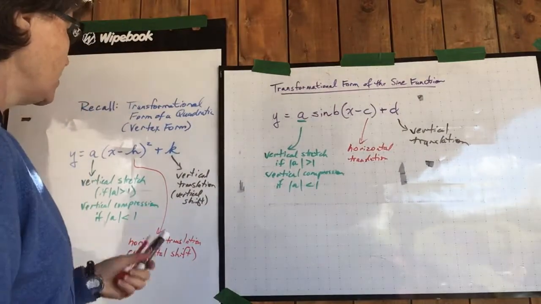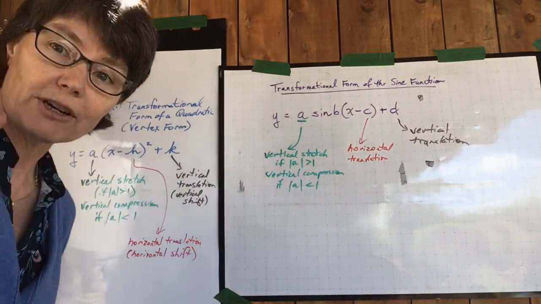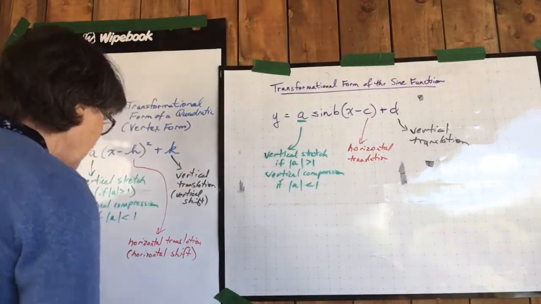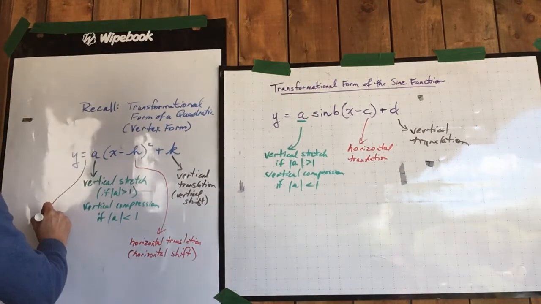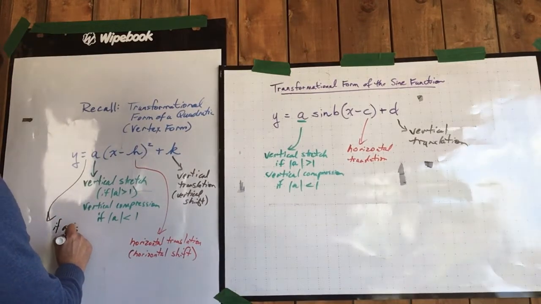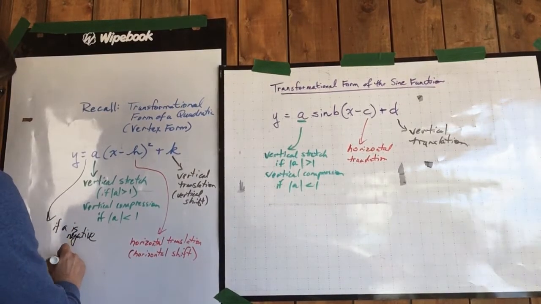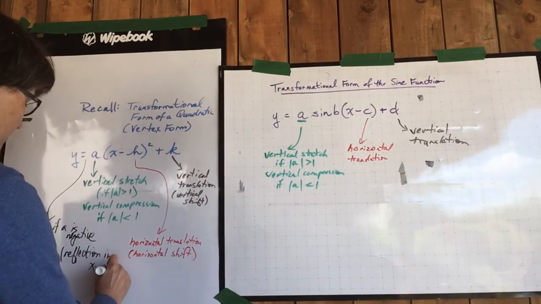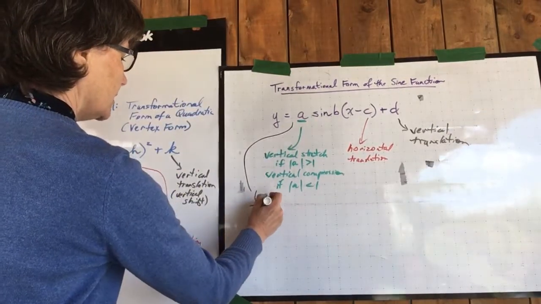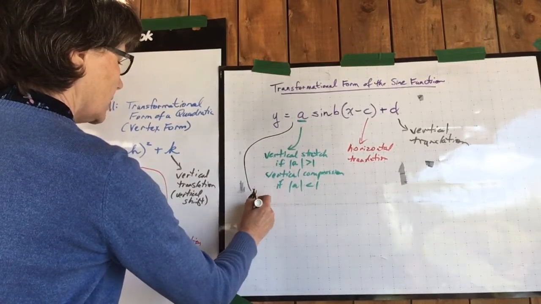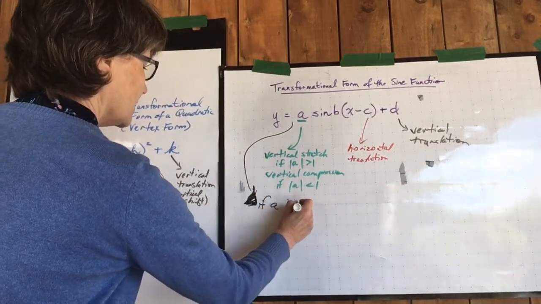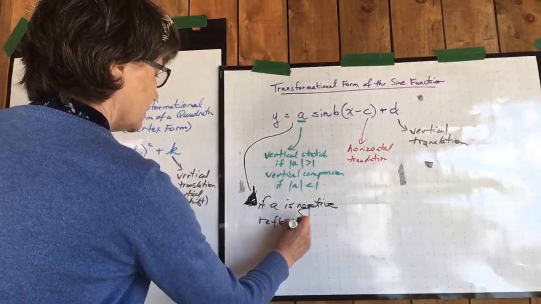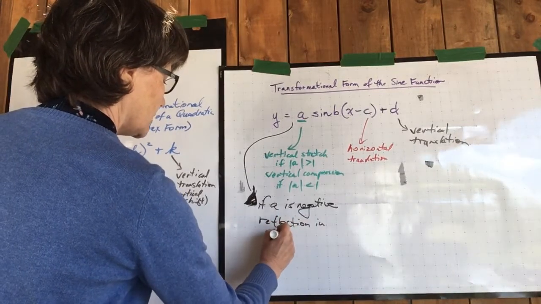All right, so you may notice that that's all the transformations. Oh, I forgot one, didn't I? Reflection. Okay, so reflection: if a is negative, there's a reflection in the x-axis. And the same thing over here. If a is negative, there's a reflection in the x-axis.